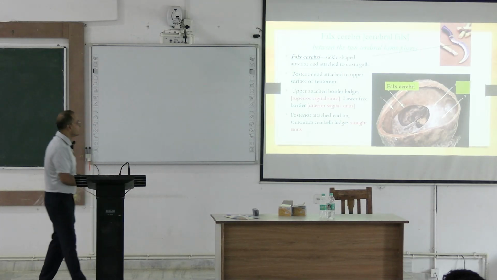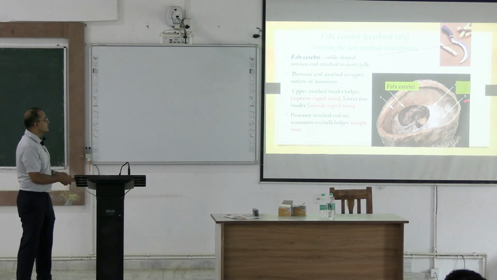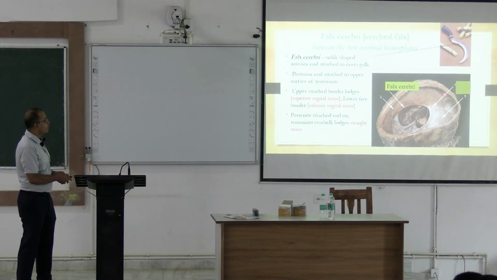If you look at this particular tissue, this is the posterior part, this is the anterior part of this cranium, and this is how the Falx cerebri is extending from anterior to posterior. This is Tentorium cerebelli, number 5. This is the Falx cerebri between the cerebral hemispheres. Now, the Falx cerebri has 2 margins, you can see that. This is the superior margin, this is the inferior margin.